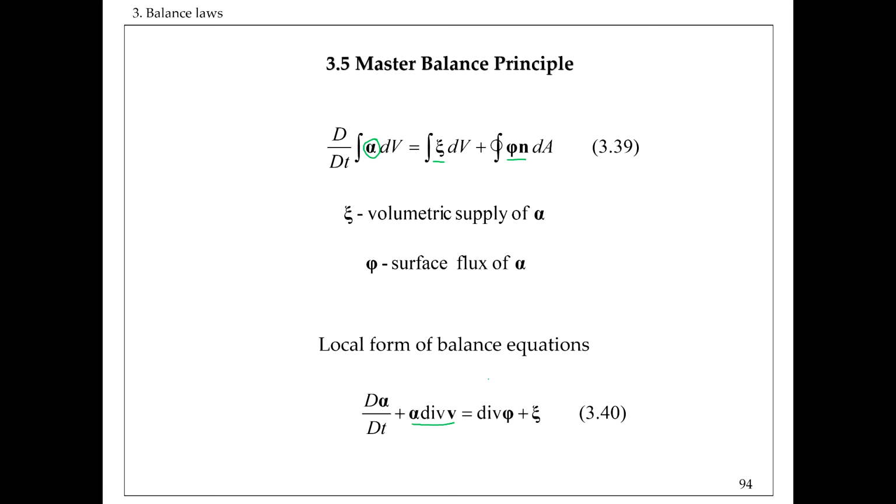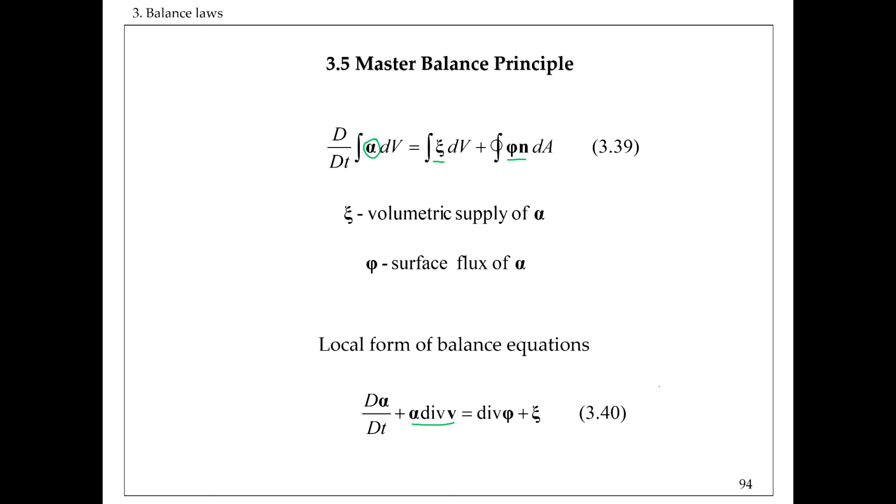And here we have this local form for quantity alpha, and once again phi here is the surface flux, and xi is the volumetric supply that causes the change of that quantity alpha.